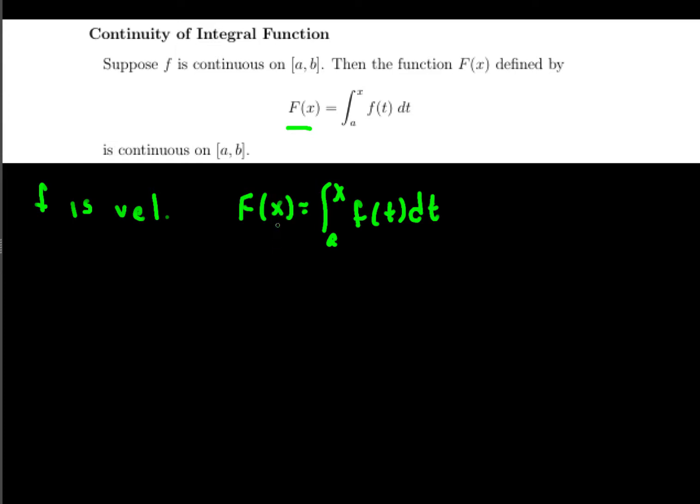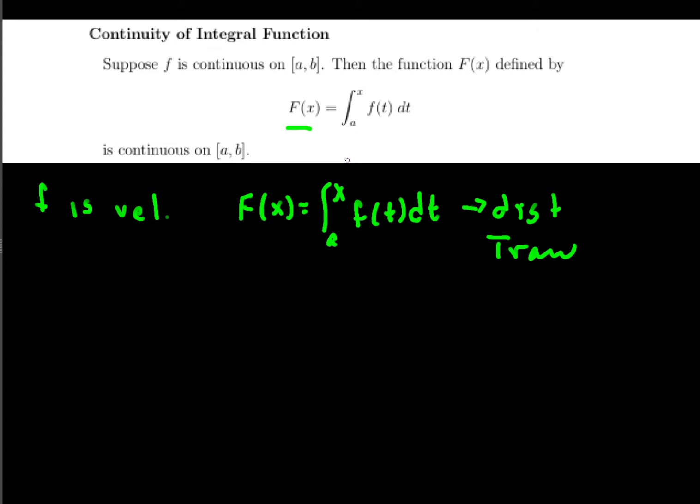So if we wanted to know how far the object traveled in an interval of 7 long, this would be F of a plus 7, right? This would tell us the distance traveled by the object. So this is a very handy function, and what the theorem here says is that this function is continuous.